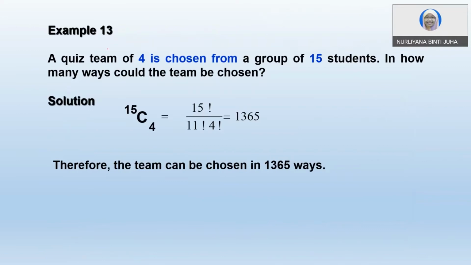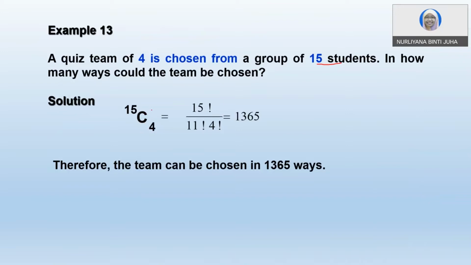Example 13. A quiz team of 4 is chosen from a group of 15 students. In how many ways could the team be chosen? So kita ada 15 students, but we only want to choose 4 out of 15. So 15 choose 4 or 15 combination 4.